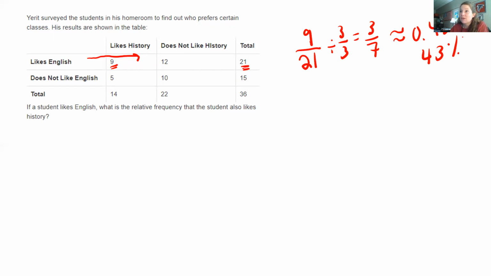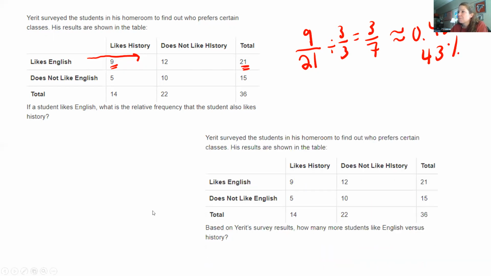So we have to read carefully, right? We have to read carefully. Yarrett surveyed the students in his homeroom to find out who prefers certain classes. Based on his survey results, how many more students like English versus history? How many more? That's a subtraction question in math, isn't it? How many more students like history? So how many total students like history?